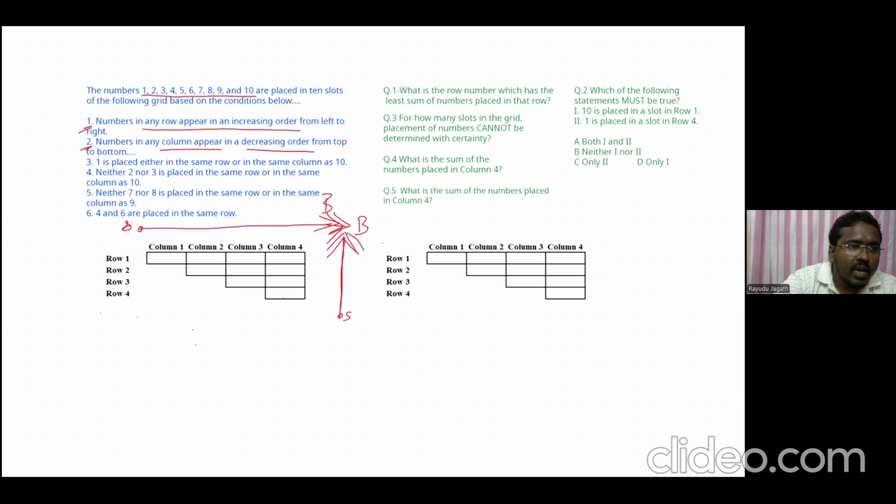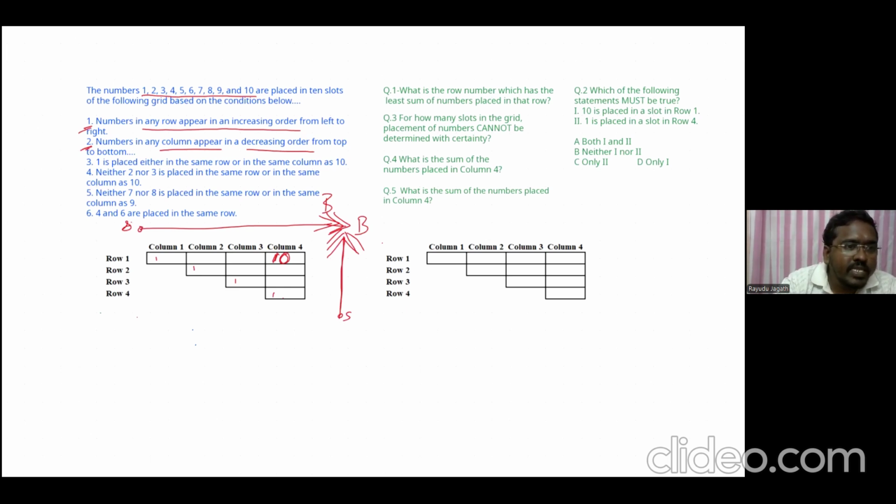And we can understand that this should definitely be 10. Why? Because the biggest number out of all, 1 to 10, is 10. That should be the intersection of these possibilities. One can be occupying either here or here or here or here. Out of all these four, one can be located anywhere.